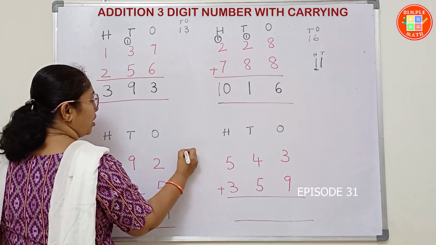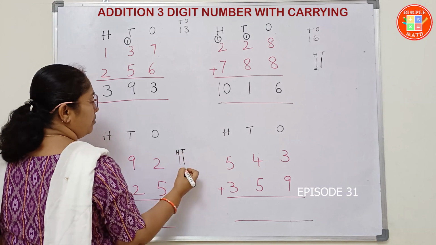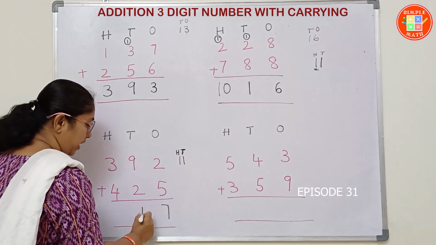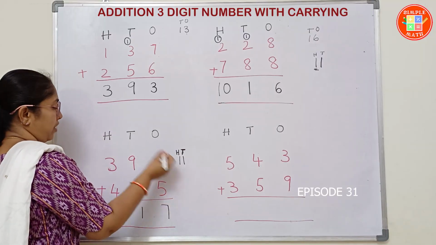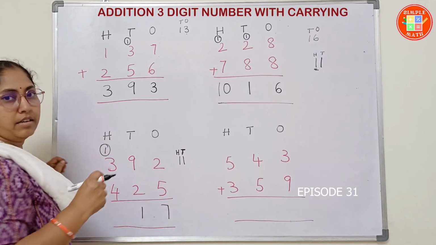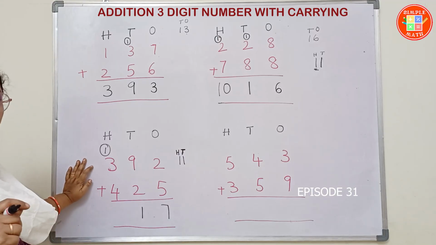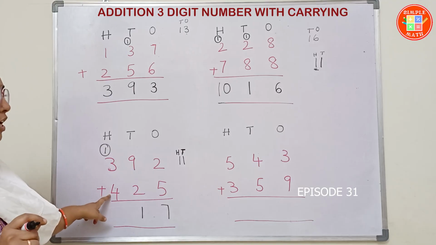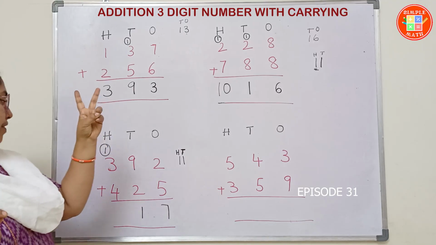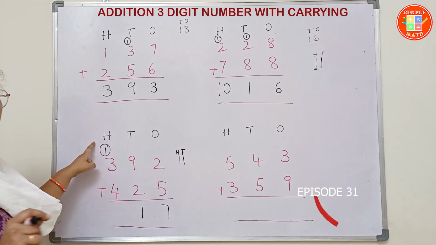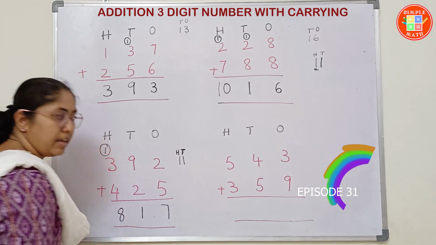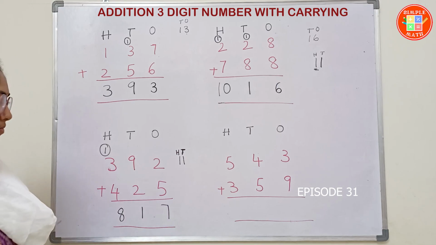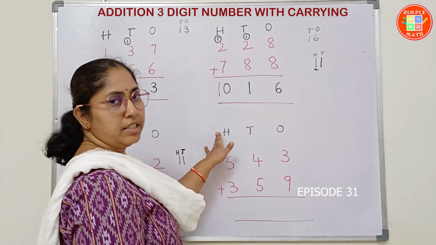Write the tens column number here and the hundreds column number here. Mark them as tens column and hundreds column. Then this one will go to the tens column place. This one will go to the hundreds column place as carrying. Understood, children? Now start normal addition in the hundreds column. 4 in your mind, 3 on your fingers, count after 4: 5, 6, 7, plus 1, 8. What is the answer? 8, 1, 7. Clear?